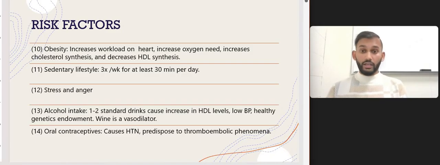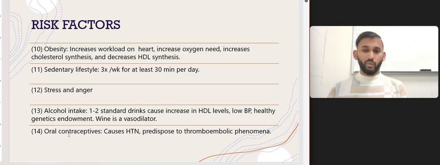Sedentary lifestyle. Anyone with a sedentary lifestyle is at a higher risk for CAD. What do we consider a sedentary lifestyle? Anyone who is not doing at least 30 minutes of a walk or any kind of exercise at least 3 times a week, that's a sedentary life. Stress and anger can cause us to have coronary artery disease as well.